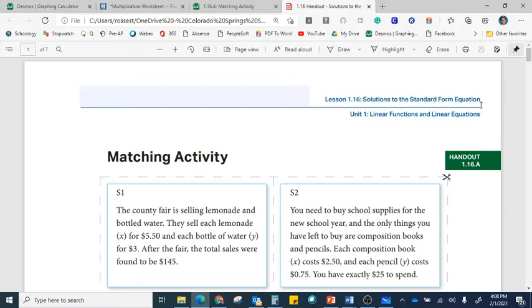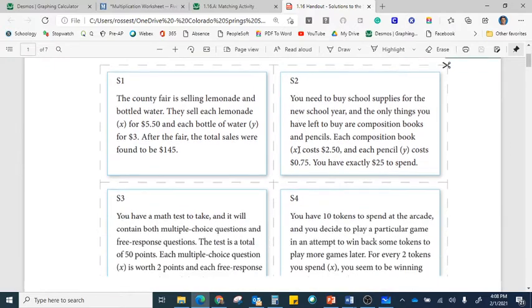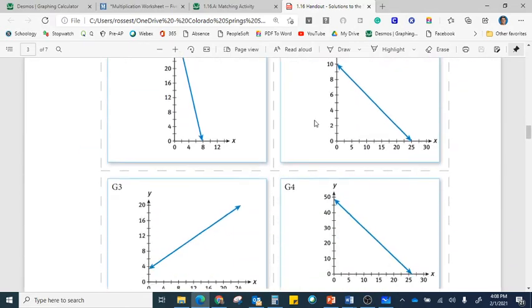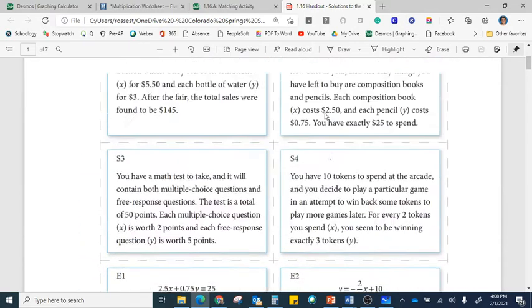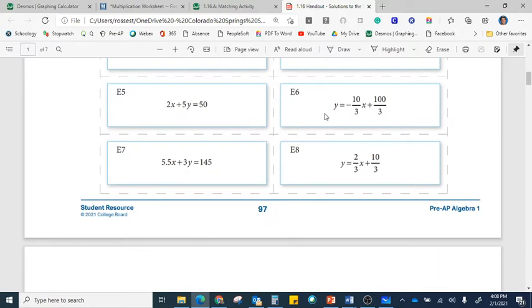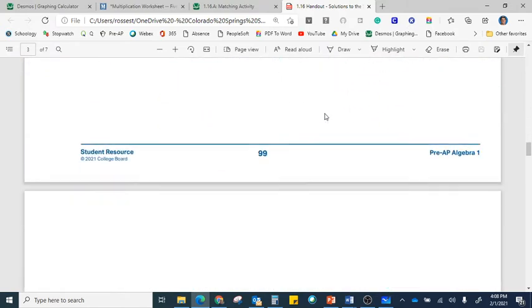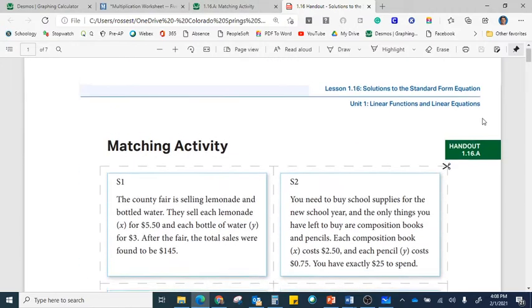So you guys have a matching activity to do right here, and this is what it looks like. You can either cut these out from your workbook, they're on pages 97 and 99, or you can go into the matching activity. I'm going to do this in the matching activity so that you guys can see what's going on. So here's what it looks like.